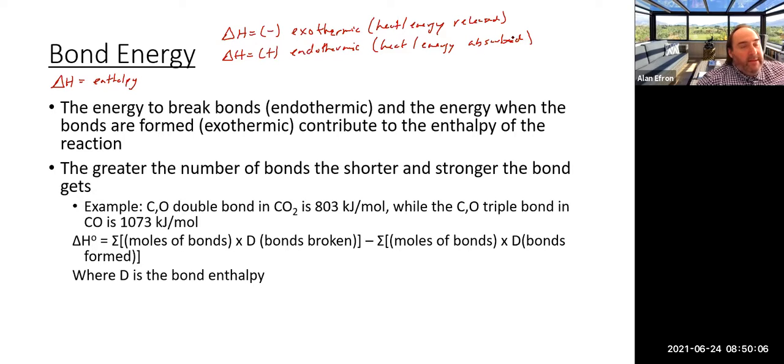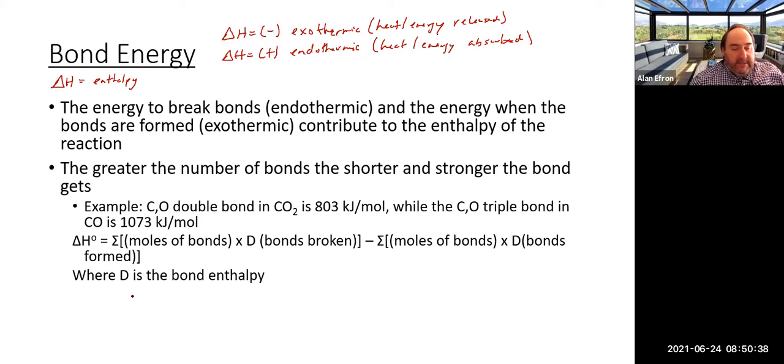So when we think about a double bond versus a triple bond, or a single bond versus a triple bond, we would expect, as we just talked about a second ago, that a triple bond is much stronger, which would require a lot more energy to be put in to break it, as opposed to a single bond, which would take a lot less energy to break. Now, we could calculate the change in enthalpy based on bond energy.